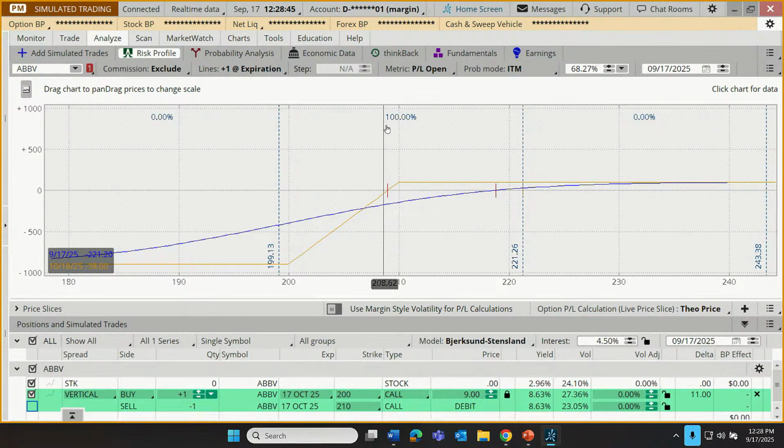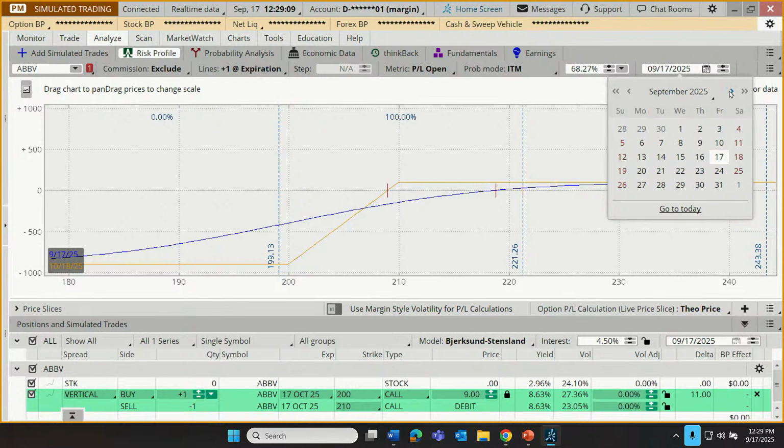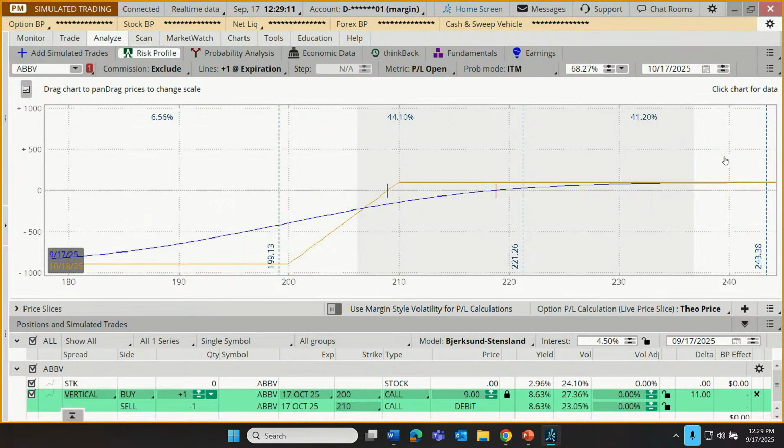And as we do that, I'm going to keep our eye on the probability numbers up here, and I'll explain what those mean. Now, before I change those lines, I'm going to come up here and change our date. This is a 17th of October example trade. And as of the recording of this session, this webcast, it's actually the 17th of September. So I'm going to change this out to the 17th of October.